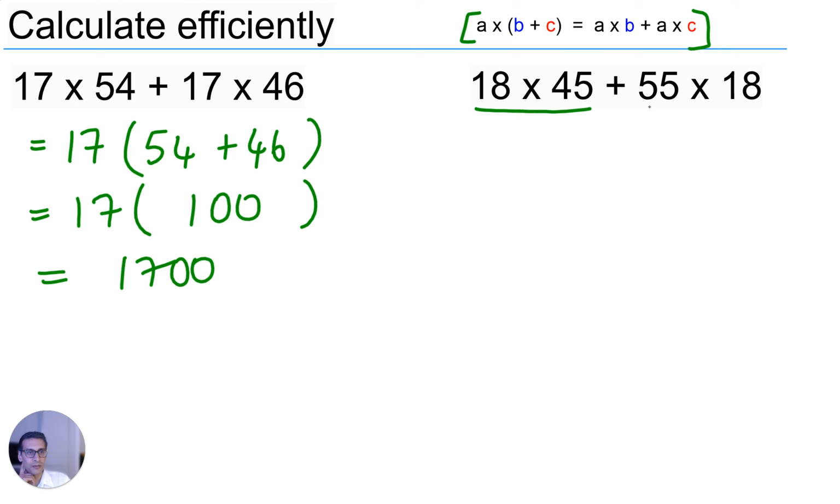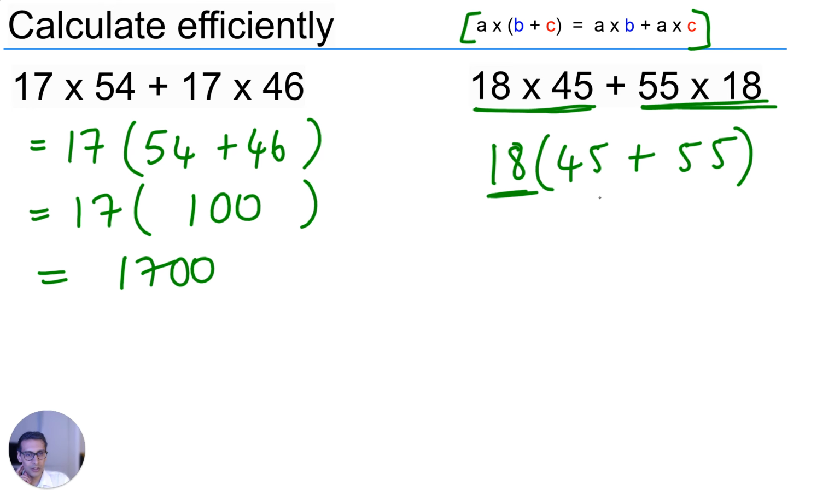We're going to do the same thing on the right. 18 lots of 45 and 55 lots of 18. Now we can read that in a slightly different way. We can say 18 lots of 45 and 18 lots of 55. So let's write this as we need to. 18 lots of 45 plus 18 lots of 55. So think about what this means. 18 lots of everything in the bracket. So this is going to be 18 multiplied by 45 plus 55, which is, again, a nice number, it's 100.